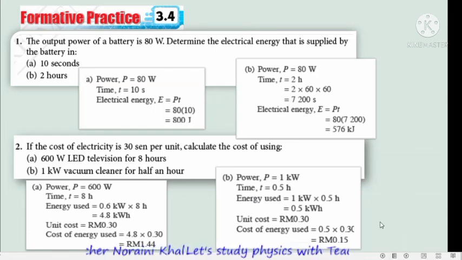So that's all for this topic, electrical energy and power. So you can try more examples on this using the formula of electrical energy and power.